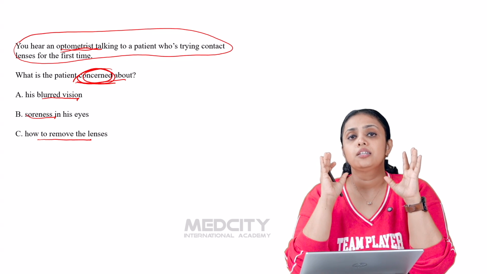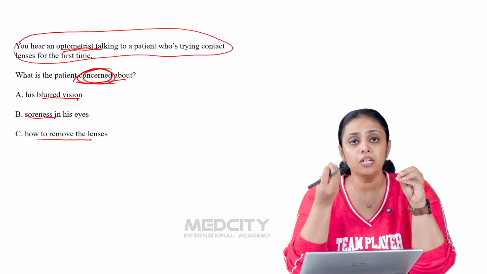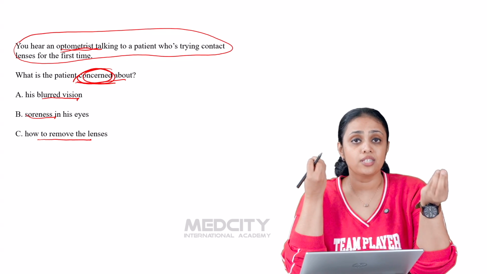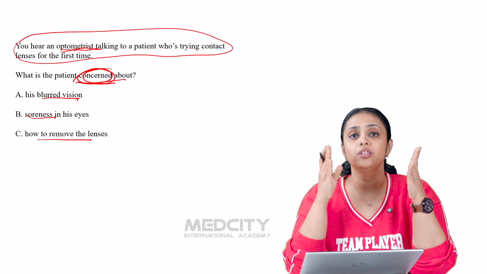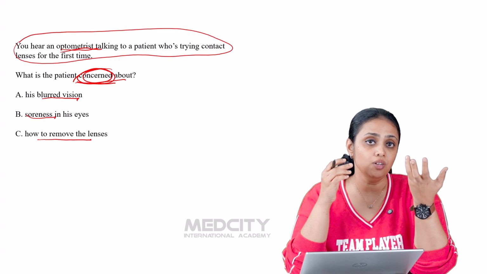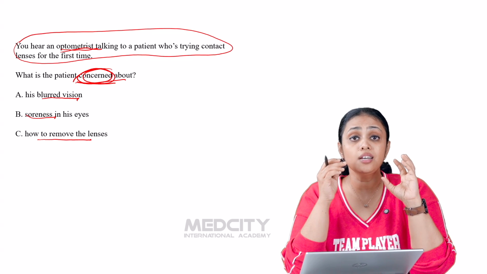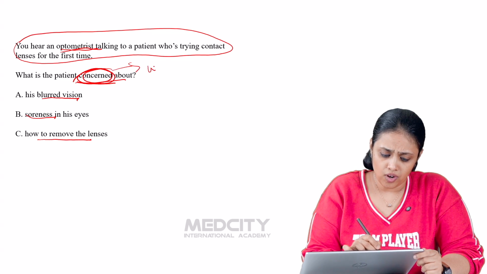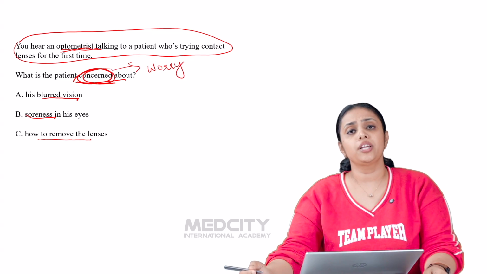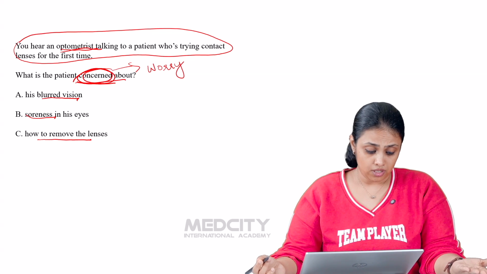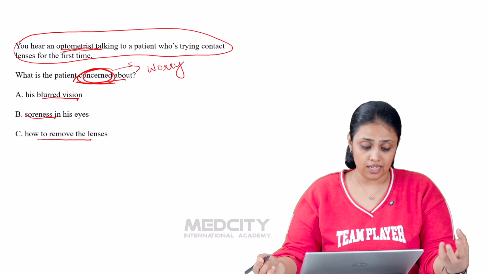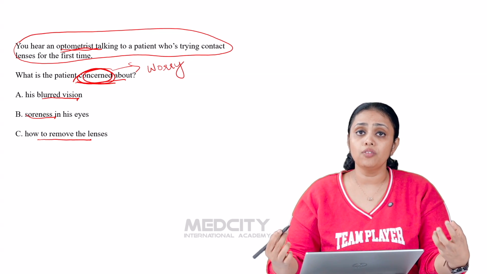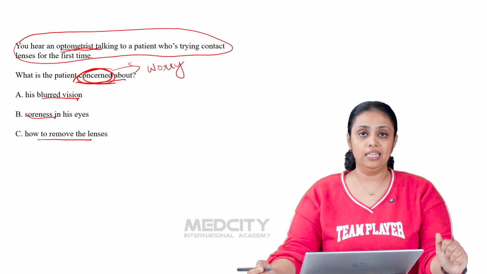Now you need to understand that when it comes to the listening test, specifically for multiple choice questions, you'll hear a reference to all the words in all the options in the audio. How can we filter out the incorrect options? By knowing what the question wants. Here the question wants to know the concern of the patient. What do you mean by concern? Concern means worry. What is the patient worried about? Is it about his blurred vision, or is it about the soreness in his eye after using the contact lens for the first time? Or is it that he's not very okay with how to remove the lenses?